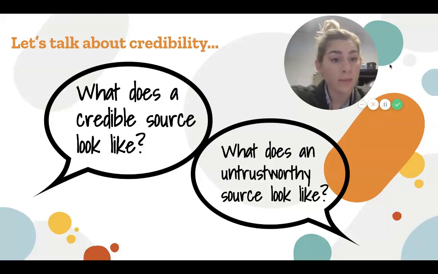Okay, so let's talk about credibility. Whenever we're researching, whether it's on a database or using Google, which I know a lot of us do, and that's fine, we need to figure out how to tell if a source is credible or not credible.